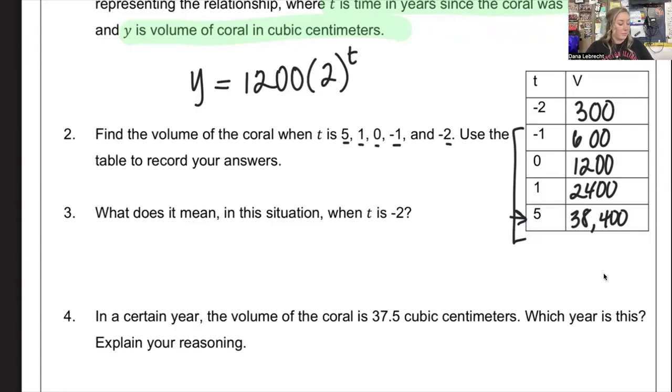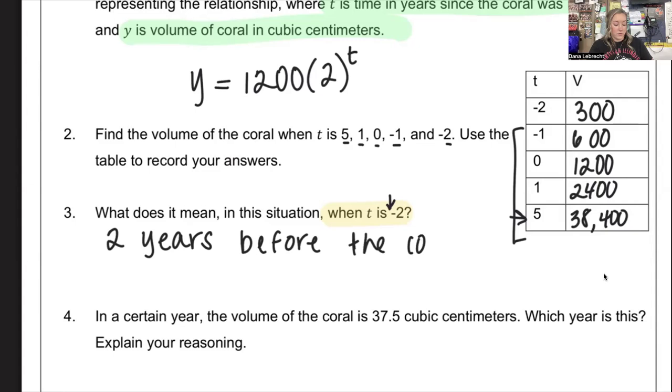So for number 3, if I want to know what does it mean when t is -2, 2 is still an input, so it's still talking about years and time, but we would say 2 years, because it's negative, it would be before the coral was first measured.